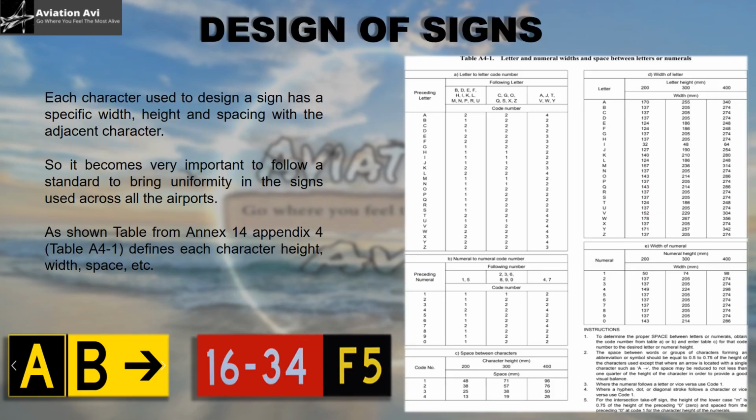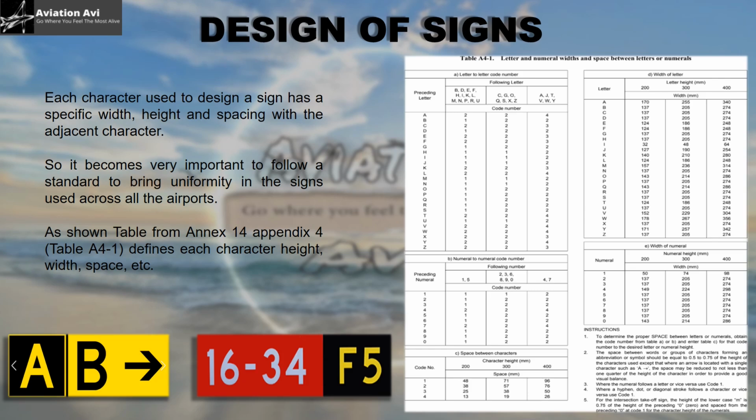When you look at signs across different airports globally, you may have noticed that the character height, the character width, the color, the dimension, the size, everything is similar across all airports globally. How are these regulated? Where are the regulations given? With this video, we'll be delving into this aspect of science and understanding how it actually works. Each character used to design a sign has a specific width, height, and spacing with the adjacent character. So it becomes very important to follow a standard to bring uniformity of signs used across all the airports.